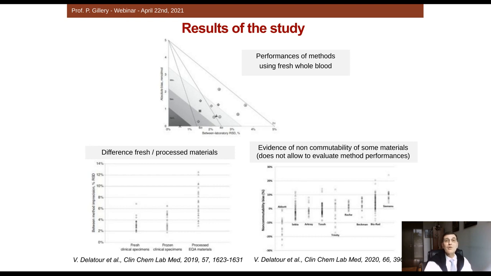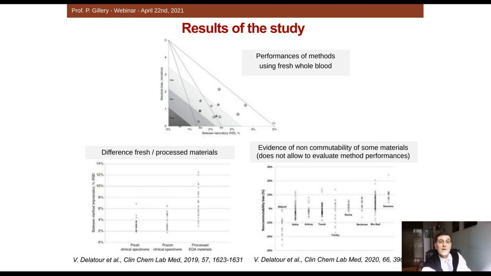This slide shows some results of this study. On the top, it confirmed that methods had different performances in terms of bias and imprecision, and this scheme represents the results obtained with fresh, whole blood. And in the lower part of the slide, we could show that there were differences between fresh and processed materials.